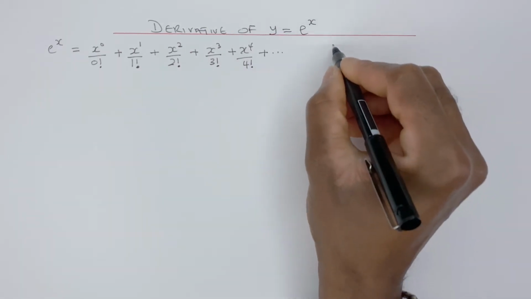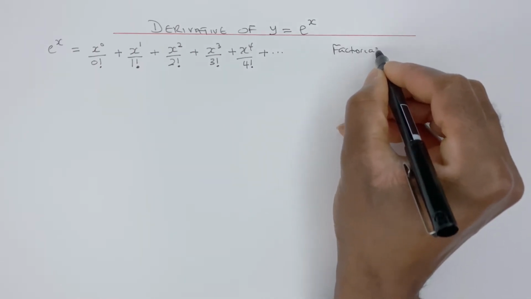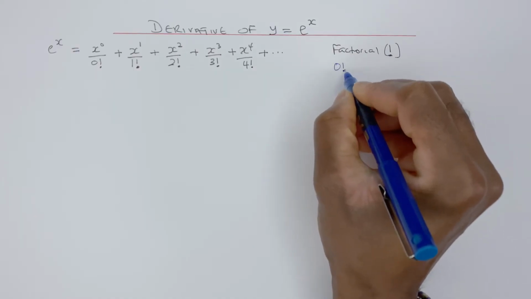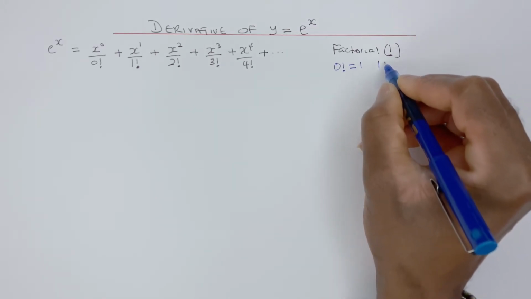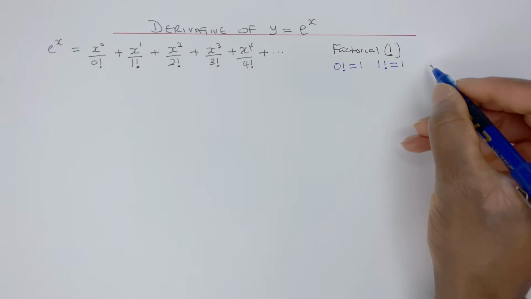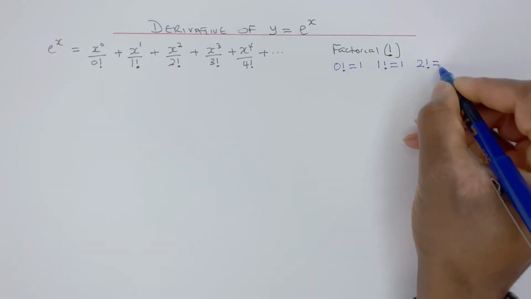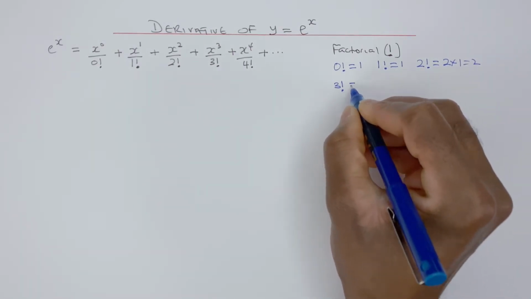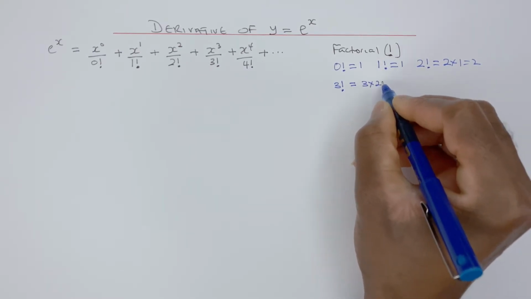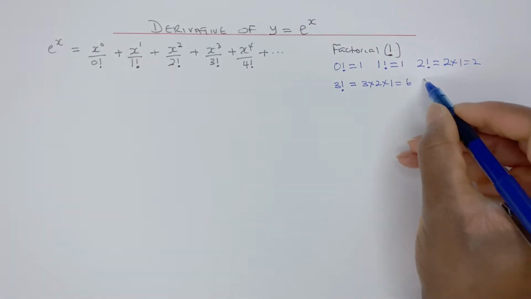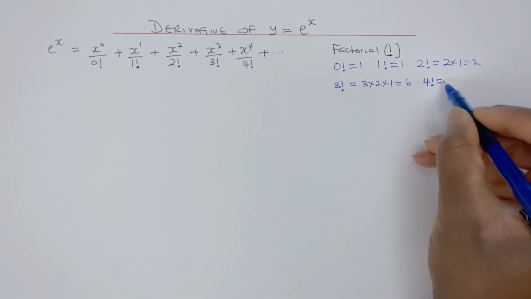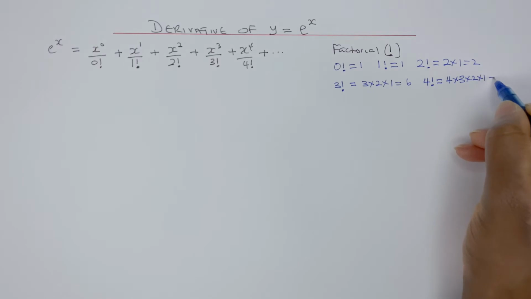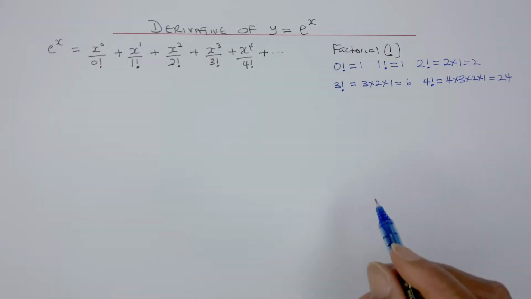So a factorial is that sign here. Let's write a couple of factorials down. 0 factorial equals 1. 1 factorial equals 1. 2 factorial equals 2 times 1, which is 2. 3 factorial equals 3 times 2 times 1 equals 6. 4 factorial equals 4 times 3 times 2 times 1 equals 24. So that's what factorials are.